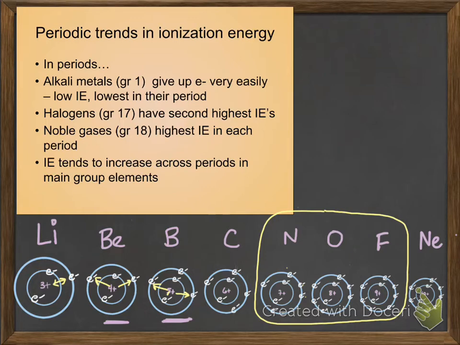And as a matter of fact, as you might guess, fluorine, every halogen, has the second highest ionization energy in each period. So the halogens are really not willing to give up an electron because if they gain an electron, then they have a noble gas configuration, and it's only one electron. The highest ionization energy in each period, of course, belongs to the noble gases. When you're perfect, you don't mess with anything. So again, in general, IE tends to increase as we go across a period in the main group elements.